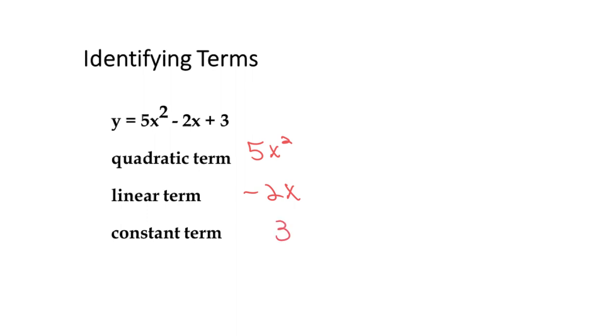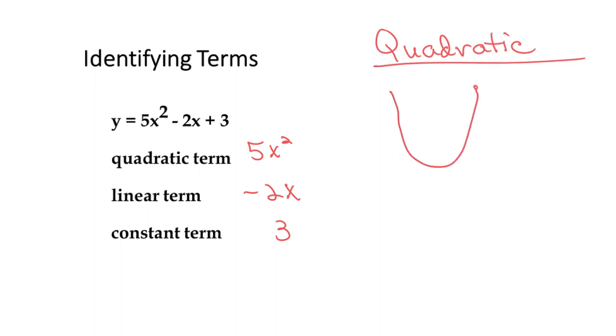All right, when we are talking about a quadratic equation, when we graph it, and we are going to be just typing these into Desmos to graph, it is going to have a U-shaped graph. And this U-shaped graph is called a parabola.